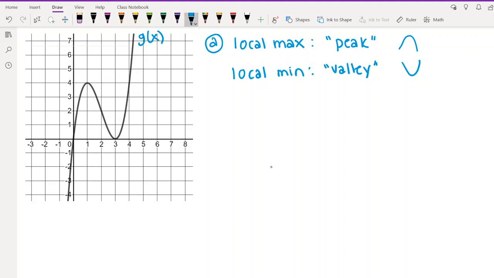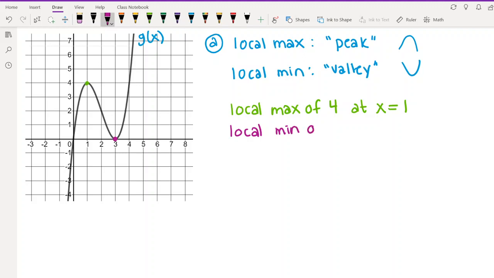So the way that we would word this correctly would be to say that we have a local max of 4. Because the maximum value, when you're talking about the value of a function, should be the y value. And then we say that happens at x is equal to 1. And then similarly here, we have a point down here that looks like a valley. And so that is a local min. That one has a y value of 0, and that happens at x is equal to 3.